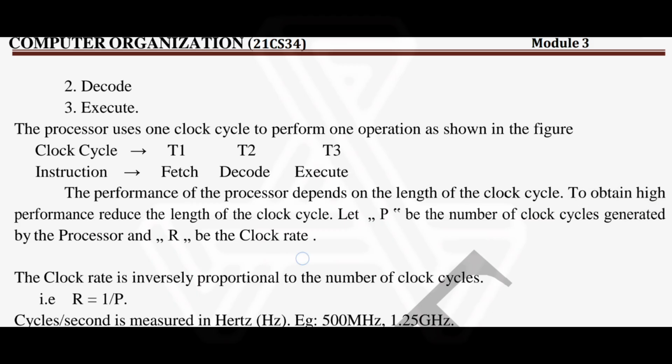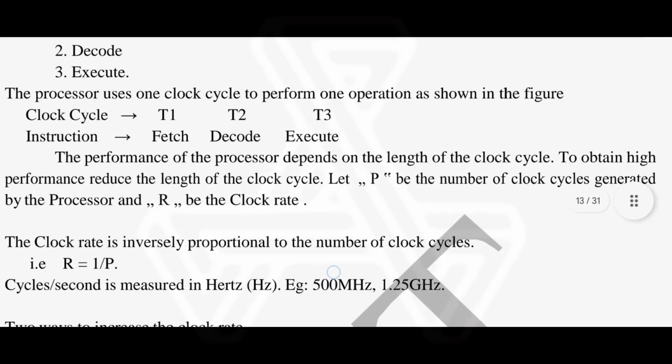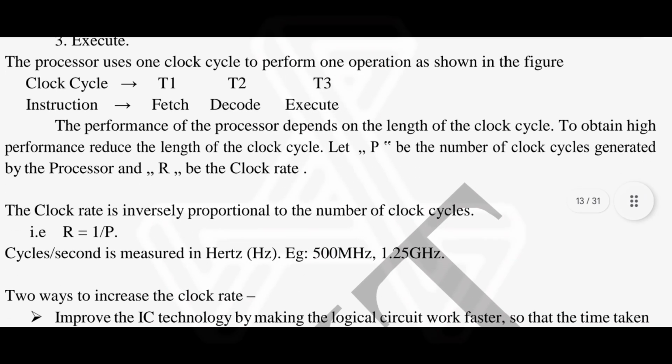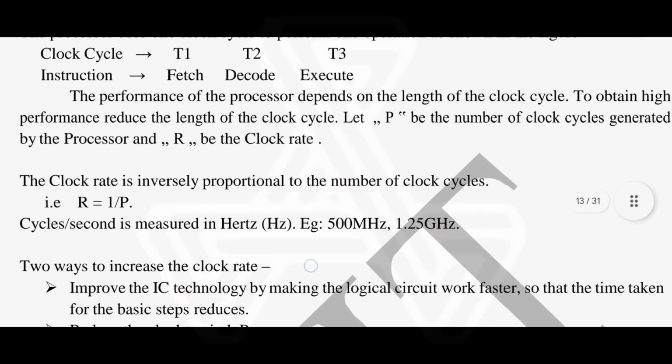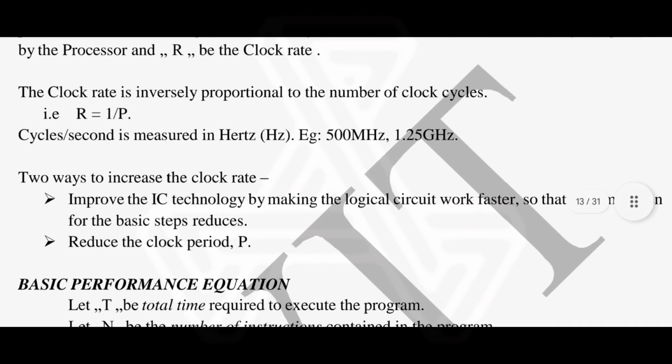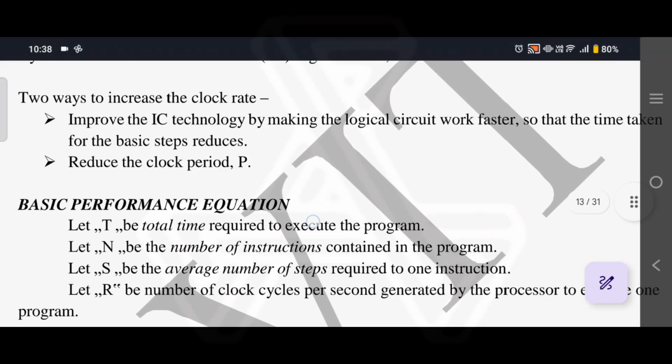The performance of the processor depends on the length of the clock cycle. To obtain high performance, reduce the length of the clock cycle. Let P be the number of clock cycles generated by the processor and R be the clock rate. The clock rate is inversely proportional to the clock period, that is, R equals 1 by P. Cycles per second is measured in Hertz, for example 500 megahertz, 1.25 gigahertz.